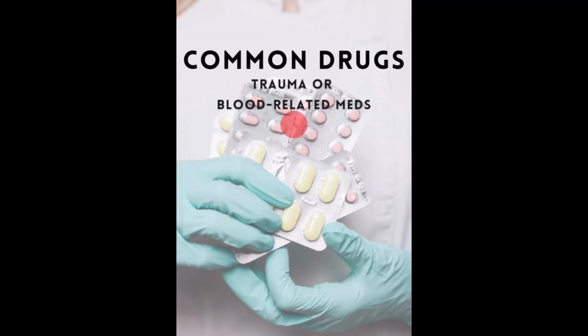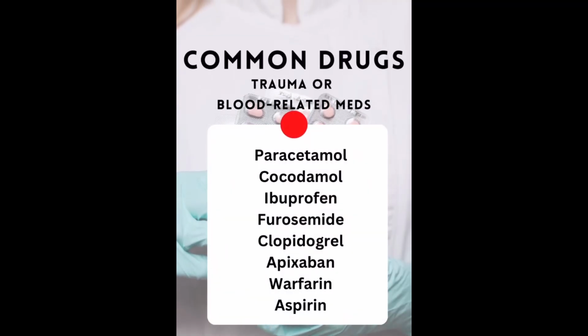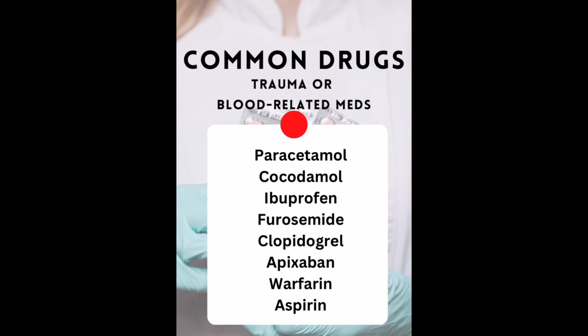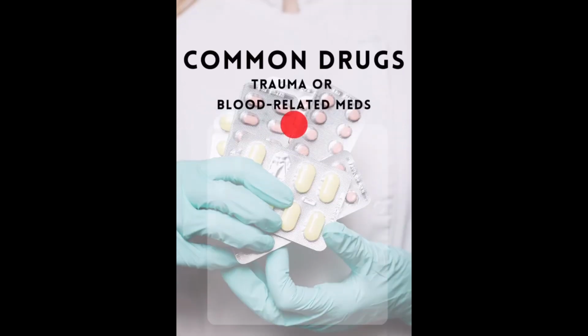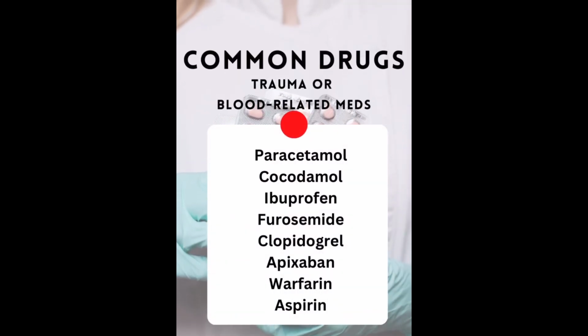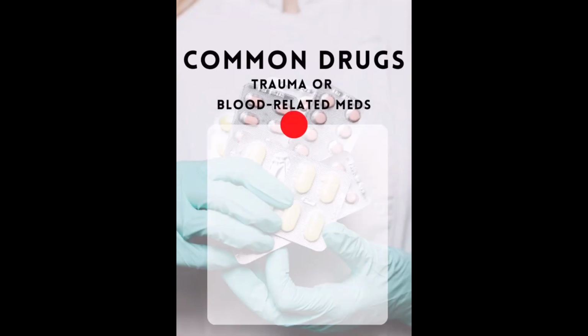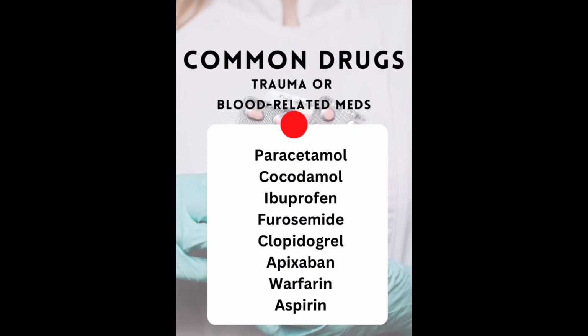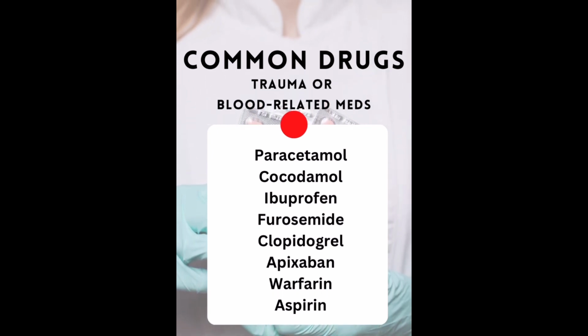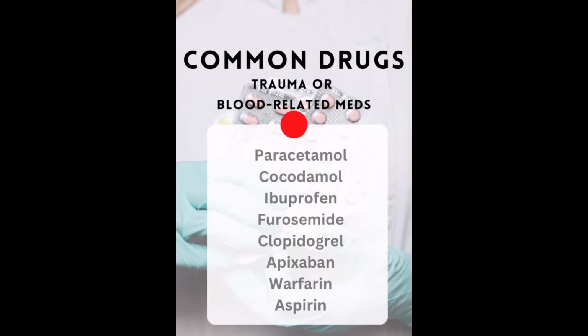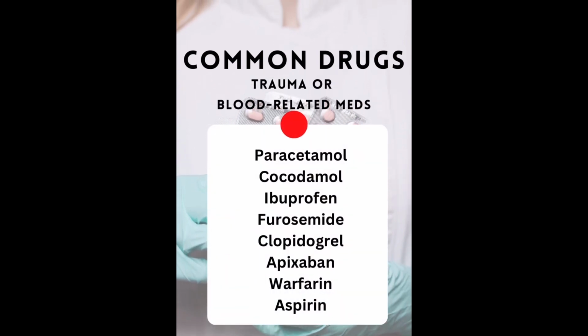If your scenario during the assessment is relating to subdural hematoma or suspected bleeding, you will likely have medications such as analgesics like paracetamol, cocodamol, and ibuprofen, and also diuretics like furosemide tablet. And to trick you for this kind of situation, you will be given blood thinning medications which you are not supposed to administer. These are your clopidogrel, apixaban, warfarin, and aspirin tablets.